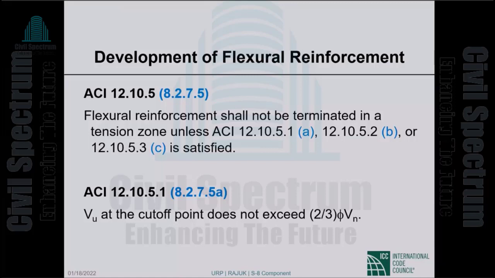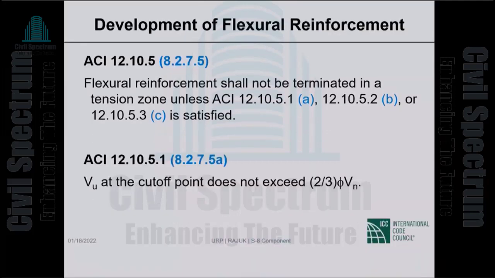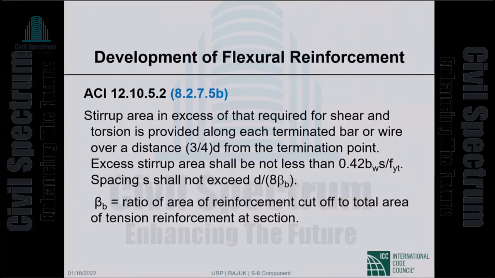First condition: V sub u, the required shear strength at the cutoff point, does not exceed 2/3 of the design shear strength that we have at that section. So V sub u at the cutoff point shall not exceed 2/3 of the design shear strength. That's condition number one.